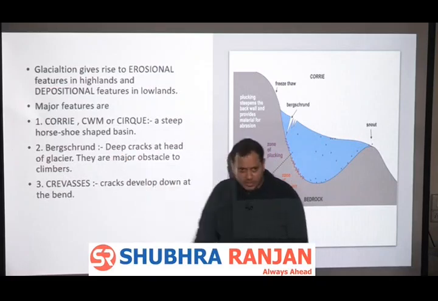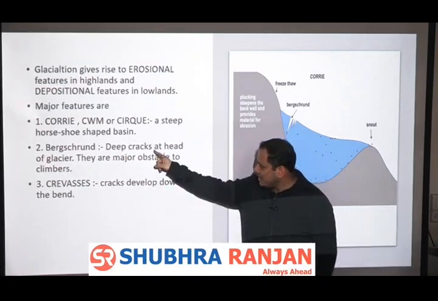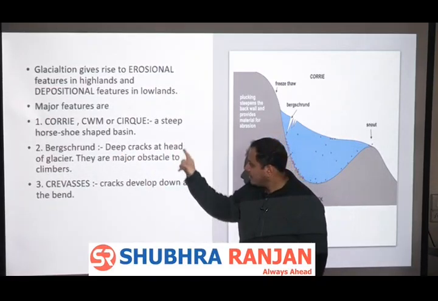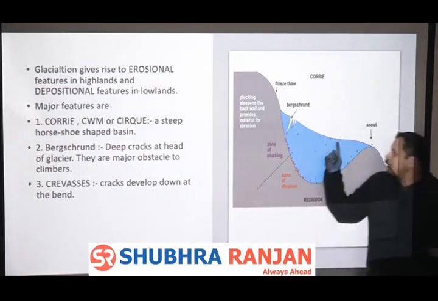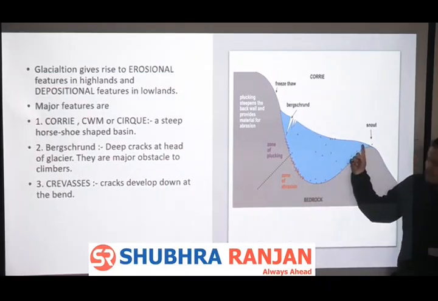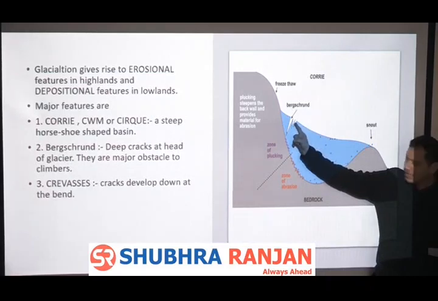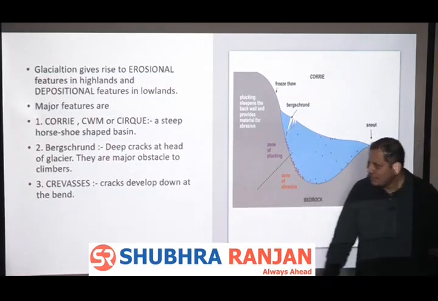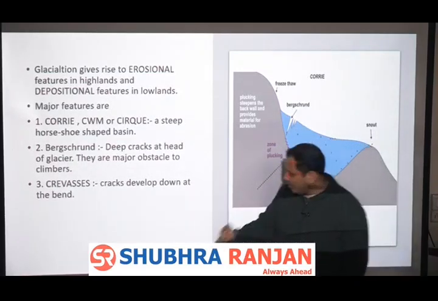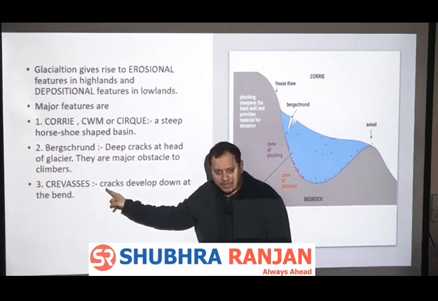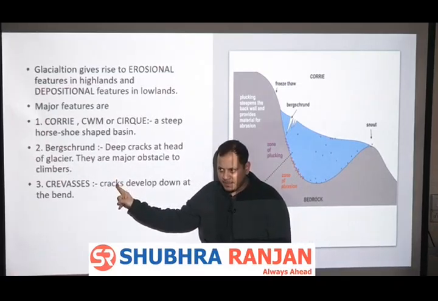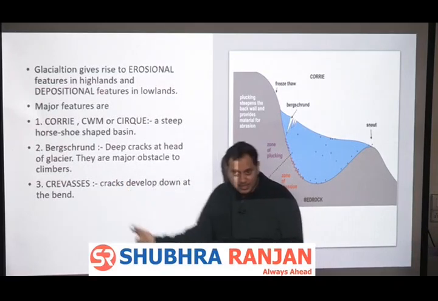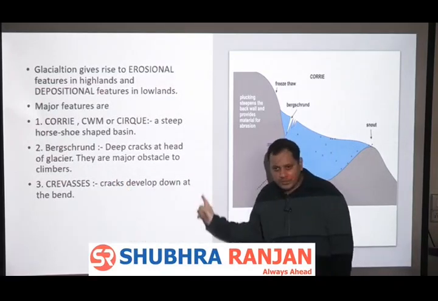Second is Bergschrund. So what is Bergschrund? Deep cracks at the head of a glacier. Cracks यहाँ पे भी मिलेंगे, cracks यहाँ पे भी मिलेंगे, but Bergschrund is these very deep cracks that are found at the head of a glacier, and smaller cracks that are found at the bottom are known as crevasses. Understood this? Smaller cracks are known as crevasses. हम फिर से लिखेंगे ये. But have you understood this?